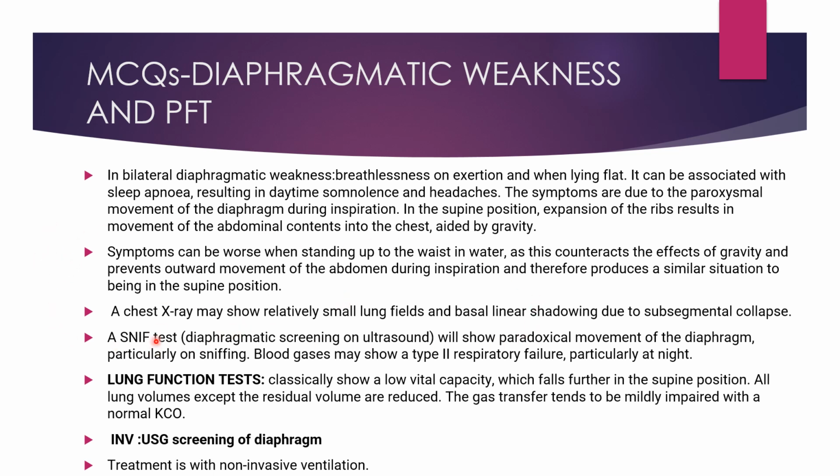This is not so important, but I want you to focus on the lung function tests. They classically show low vital capacity, which falls further in the supine position. This is important. In the supine position, if the vital capacity is decreasing and all lung volumes except residual volume are reduced, this means the patient has bilateral diaphragmatic weakness. And the gas transfer tends to be mildly impaired with normal KCO. So these are the pulmonary function tests that can be given in the question, and they expect you to answer bilateral diaphragmatic weakness. This is rarely seen in MCQs.